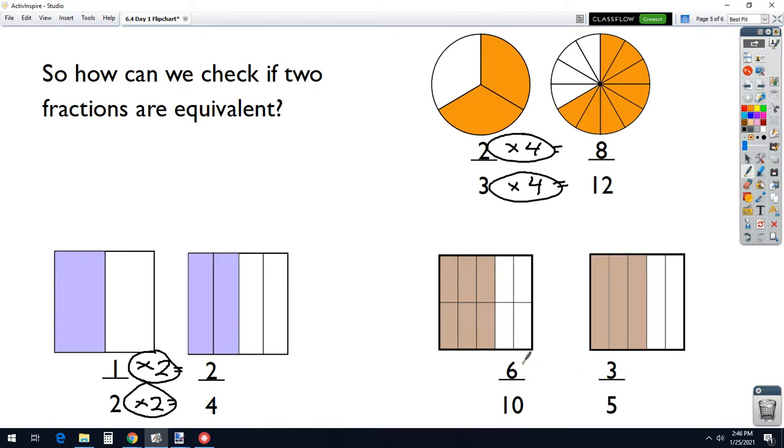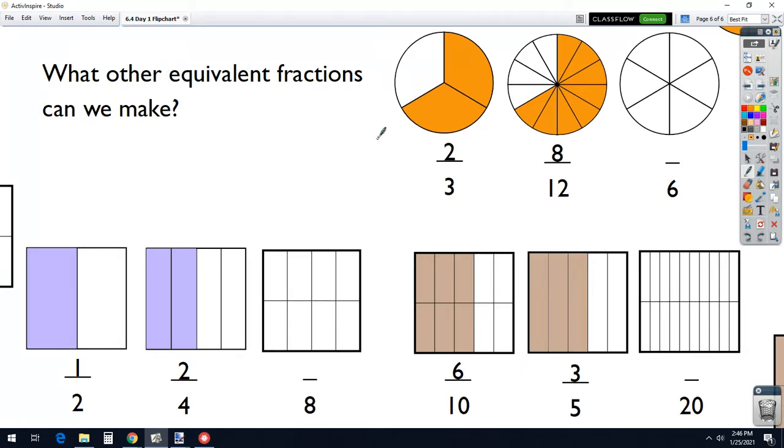When I went from Loretta's brownies, I said 6/10 is the same as 3/5. Well, 6 actually got smaller when it became 3, so it wasn't multiplication. What was it? It was division. What did I divide by? 6 divided by something gives me 3. 6 divided by 2 gives me 3. Does that same operation work on the bottom? 10 divided by 2 gives me 5. It works. So even if we're dividing or we're multiplying, as long as we do the same thing to the numerator as we do to the denominator, that gives us an equivalent fraction.